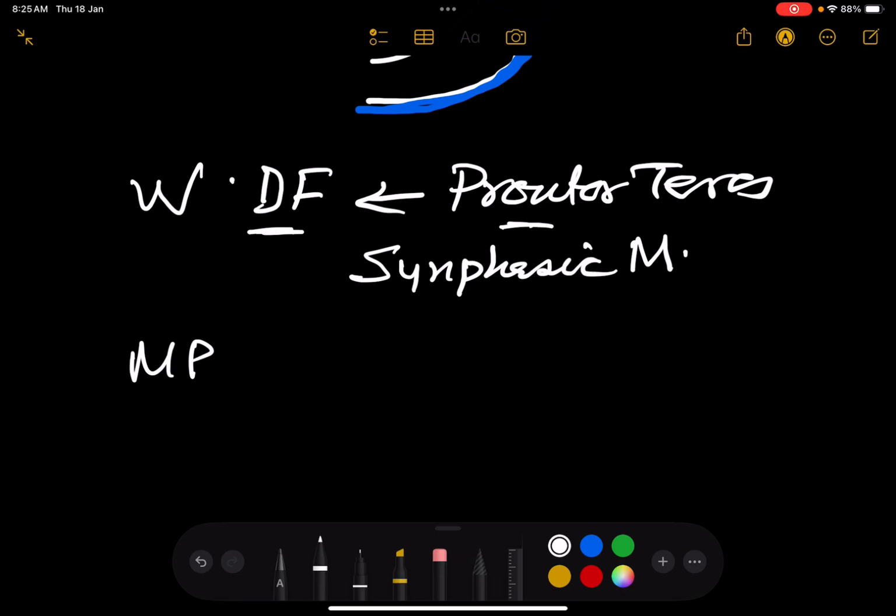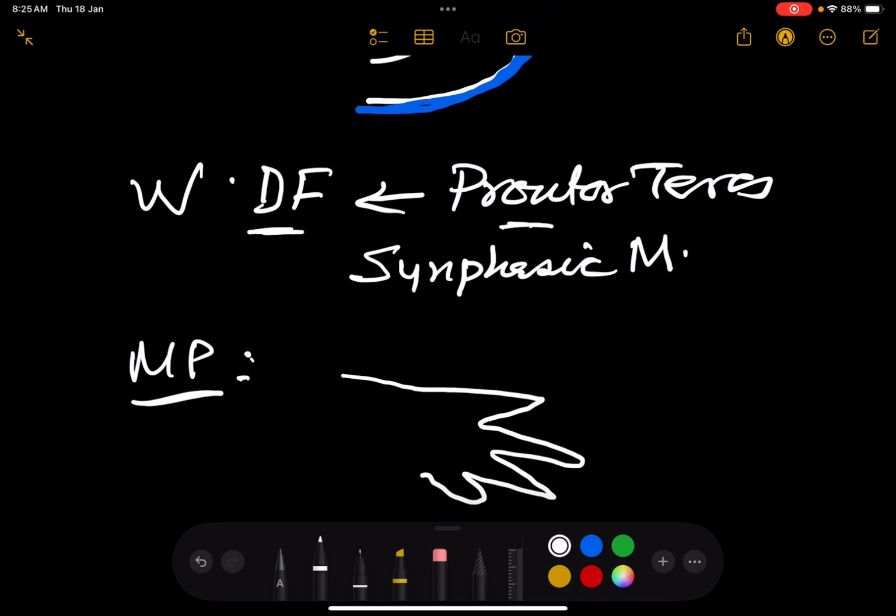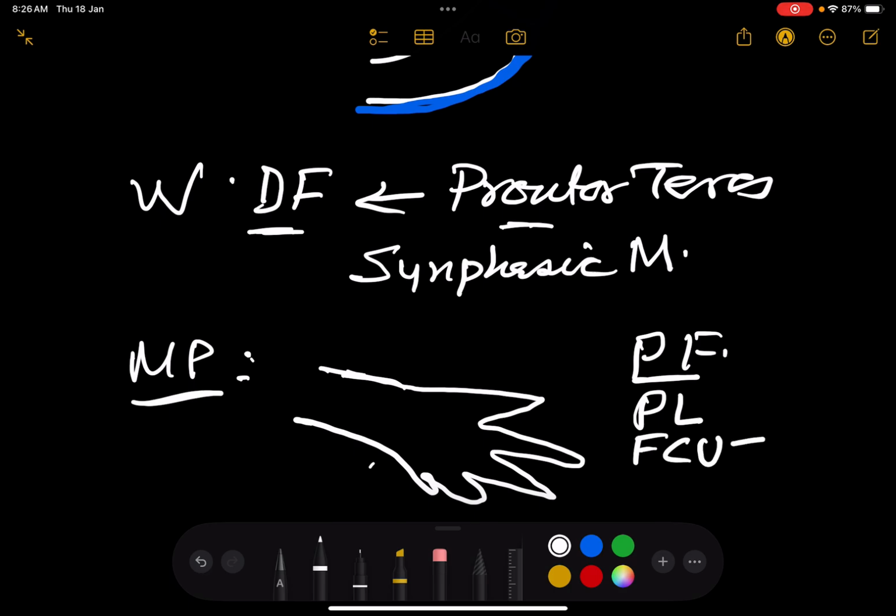Then MP joint is extended in the opening phase of grasp. When you are trying to hold, you see that you palmar flex the wrist. So palmar flexion of wrist is associated with extension of MP joints. So palmar flexor is palmaris longus and flexor carpi ulnaris. So flexor carpi ulnaris is used for the extensor digitorum. You ignore the indices and digiti minimi.